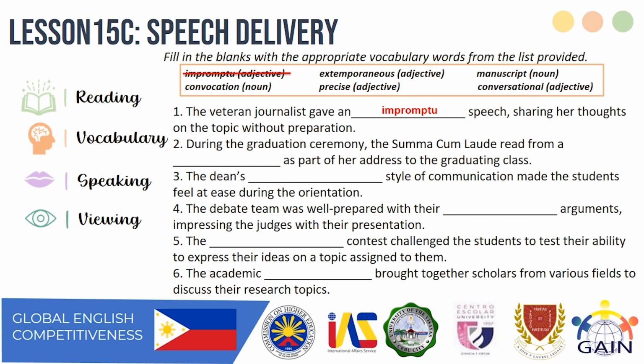Now let's check your vocabulary. Fill in the blanks with the appropriate vocabulary words from the list provided. For example, in number 1, the veteran journalist gave an impromptu speech, sharing her thoughts on the topic without preparation. Here, the correct answer is impromptu because it says without preparation. Now, pause the video and answer items number 2 to 6. And here are the correct answers.